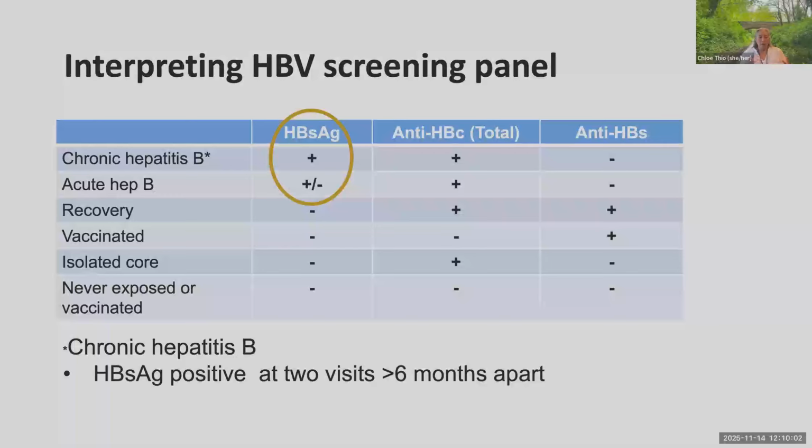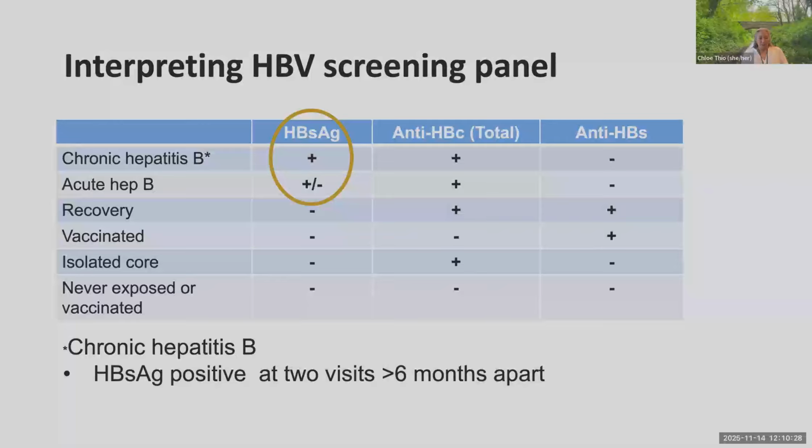The true definition of chronic hepatitis B is being hepatitis B surface antigen positive at 2 visits 6 months apart, and that's the best way to distinguish from acute hepatitis B. You can also see that those individuals who have chronic hepatitis B are also core antibody positive. The core antibody just signifies anyone who's ever been infected with hepatitis B.